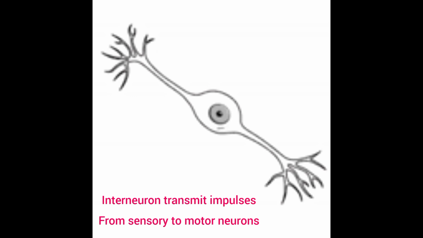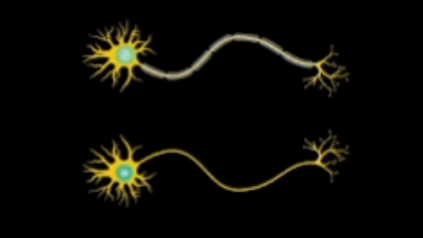Interneurons are found in brain and spinal cord, have many dendrites and axons. The interneuron impulses are carried from sensory neurons to the motor neuron in a reflex arc. These are the motor neurons that carry impulses from brain and spinal cord to the effectors. They have many dendrites and one axon.